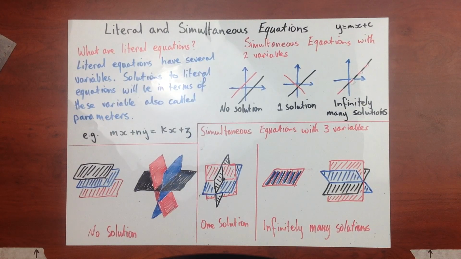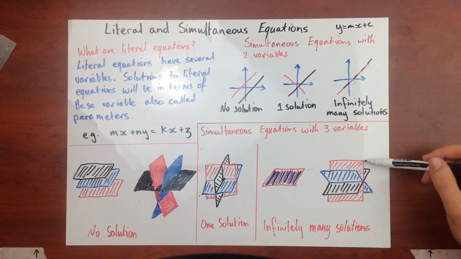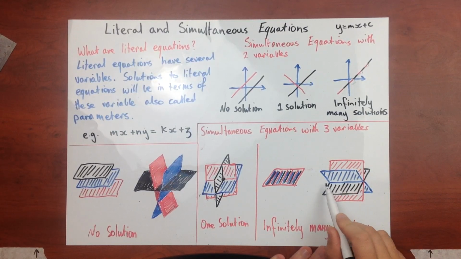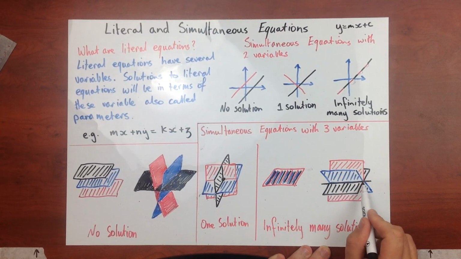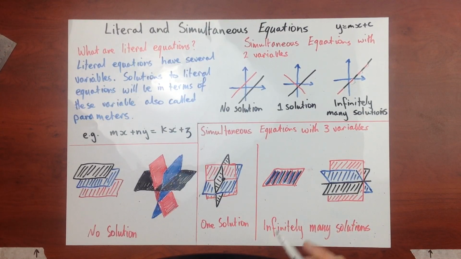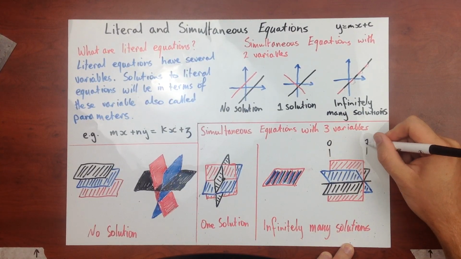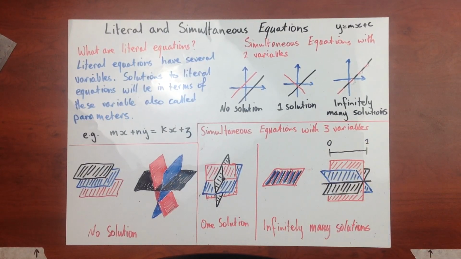Now, infinitely many solutions, we have a couple of different options. Again, just like with our two variables, we could have the planes exactly the same, all sitting on top of each other. But we could also have it like this, where it's kind of like pages of a book, attached. So we've got this line down the middle, which is common to all three planes, and there's going to be an infinite number of solutions along that line. Remember, it doesn't matter if that was, say, from 0 to 1. There's still an infinite number of points between 0 and 1.